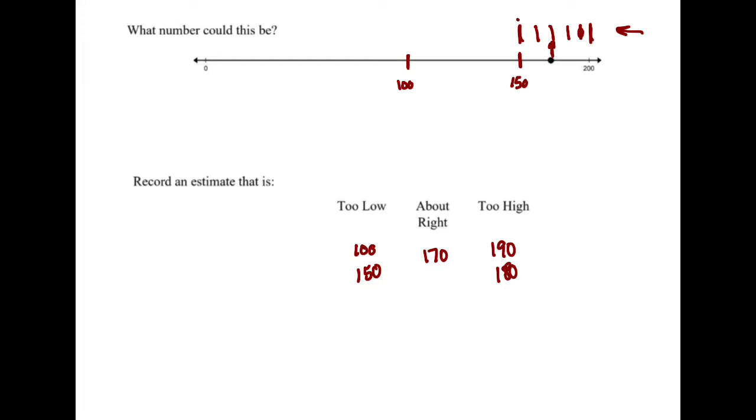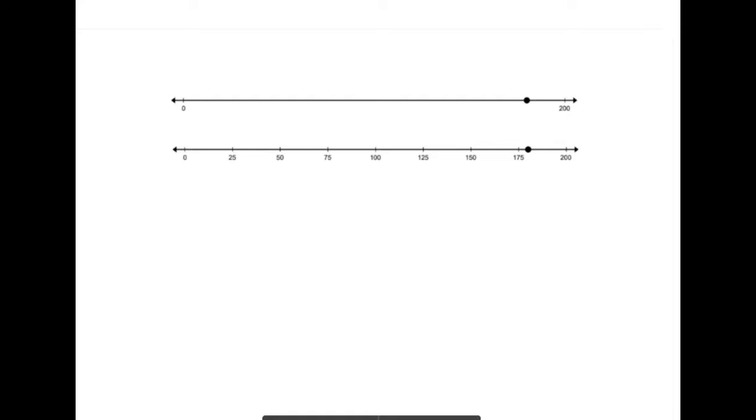counting by tens, there's 10, there's another 10. So 50 plus 10 is 60, plus another 10 is 70. So I'd say that's pretty close. Now here is what it is exactly. So I was close, but I wasn't exact, was I?